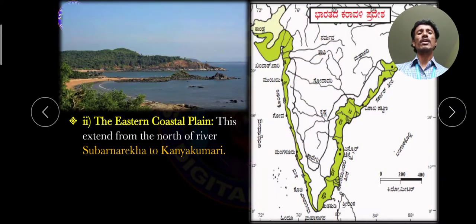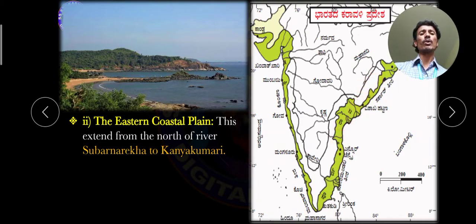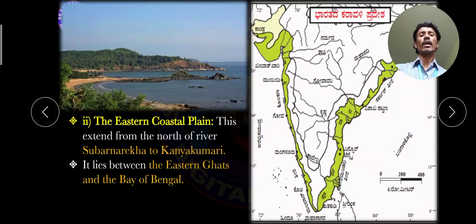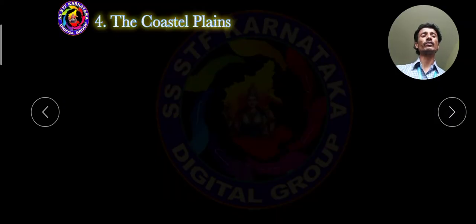And another one is the eastern coastal plain. It is located from Subarnarekha to Kanyakumari. This is the eastern coastal plain and it lies between the Eastern Ghats and the Bay of Bengal. And it is broader than the western coastal plain. This is wide but the western one is not wide.